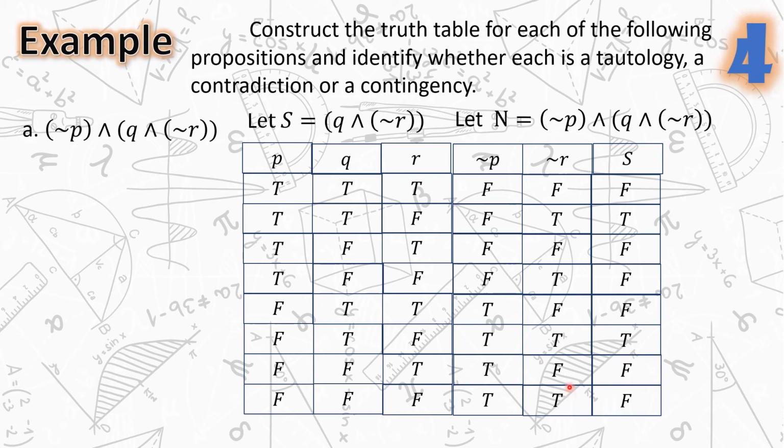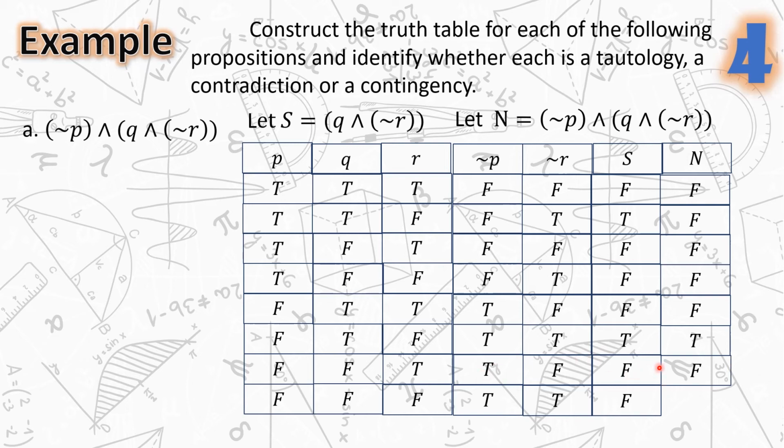Next, let us have the conjunction not P and Q and not R, and let us have it represented by N. For N to be true, not P must be true, and S, which represents Q and not R, must be true. Let us begin with the first row: false, false, this is false. False, true, N is false. False, false, N is false. True, false. False, true, true, N is true. True, false, N is false. True, false, N is false.